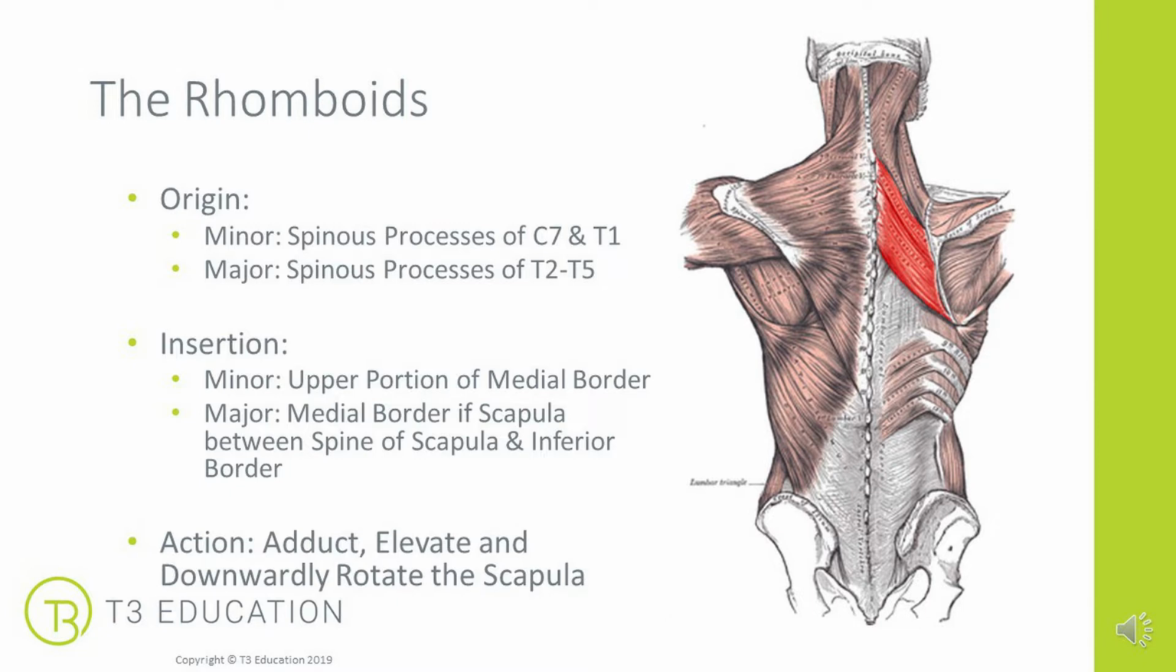They both insert onto the scapula, with minor on the upper portion of the medial border at the spine and major expanding from that medial border between the spine of the scapula and right down the inferior border. In terms of action, they adduct, elevate and downwardly rotate the scapula. So we can see what would happen if that scapula is winging or protracted towards the front.